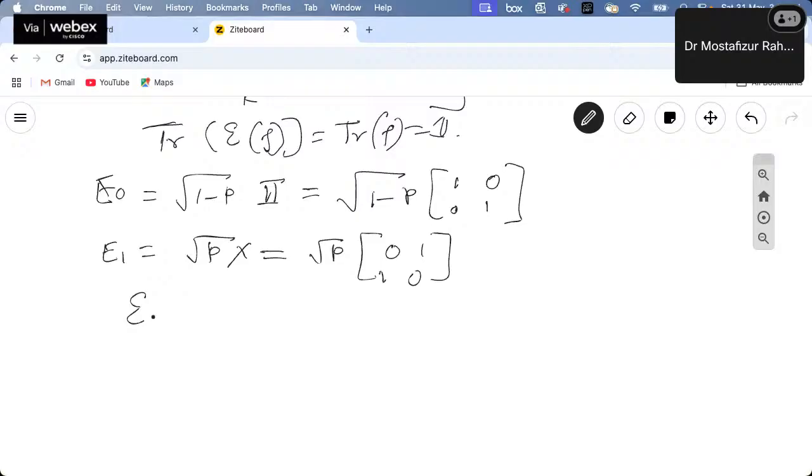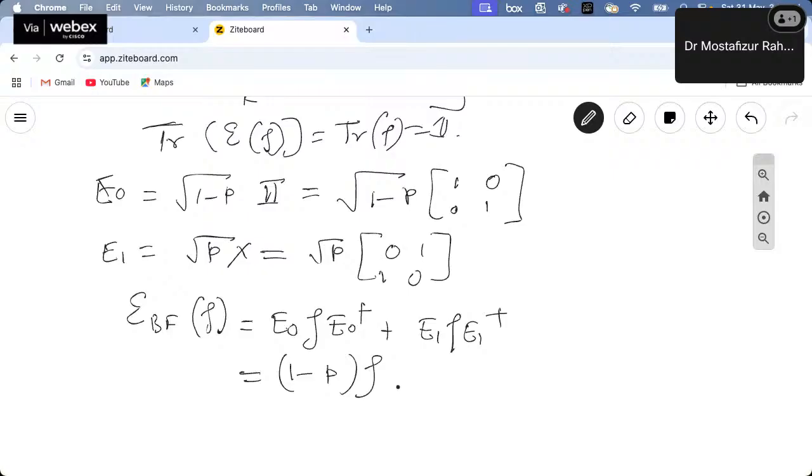You can define the bit flip quantum operation on the state rho as E0 rho E0 dagger plus E1 rho E1 dagger, right? From this definition, you can also write it as 1 minus p times the matrix rho plus p times X rho X. So p is the probability. Because you have applied the identity matrix here, I just removed that part, because identity times any matrix is the matrix itself. So you have only this part plus this part as the operation of the channel, if there is a bit flip.